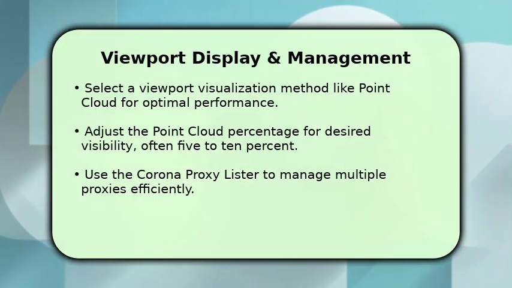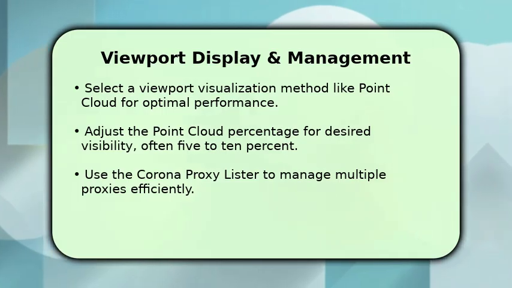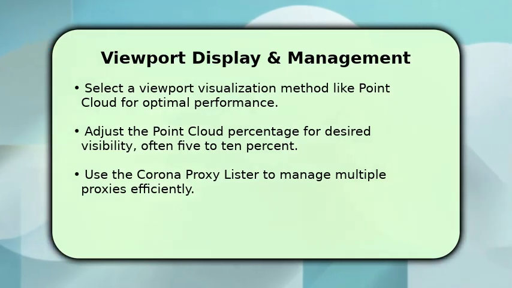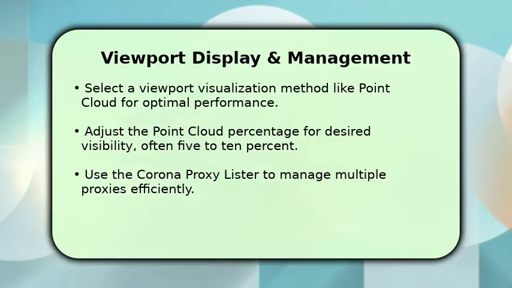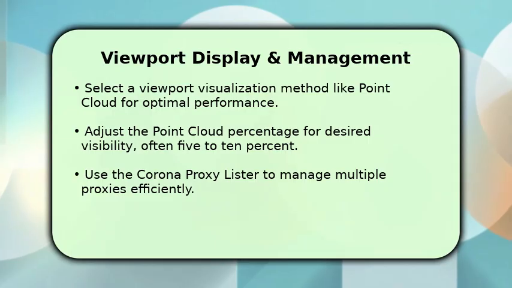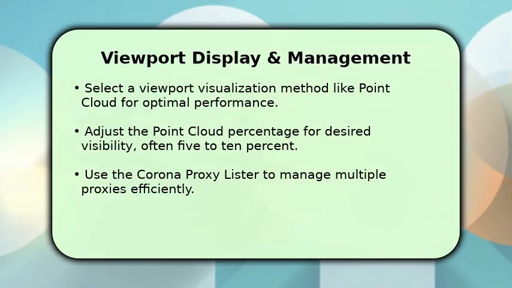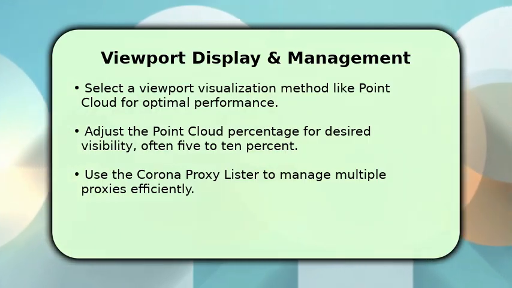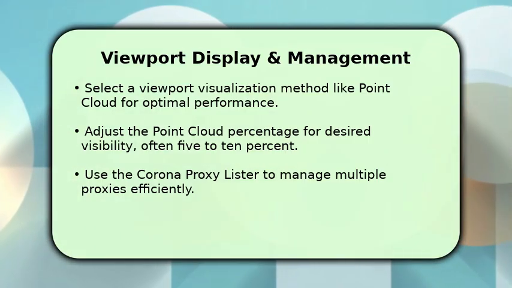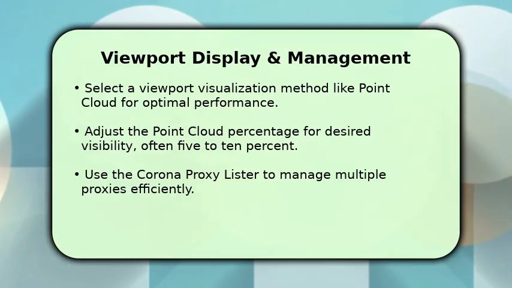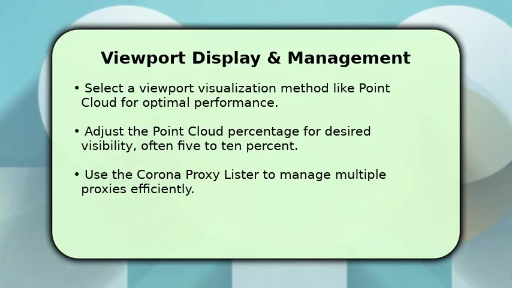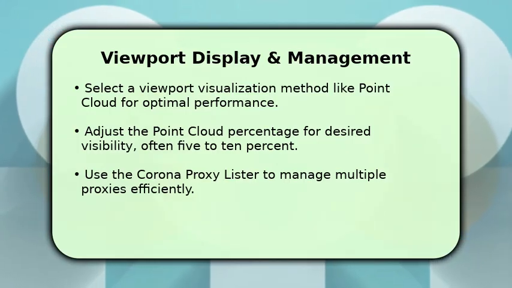For efficient workflow, it's crucial to set your viewport display method correctly. The point cloud option is highly recommended as it provides a clear representation of your proxy while maintaining excellent viewport performance. You can adjust the point cloud percentage, with 5 to 10% often being sufficient. For managing many proxies, the Corona Proxy Lister is an invaluable tool, allowing you to control all proxies in your scene from one convenient interface.